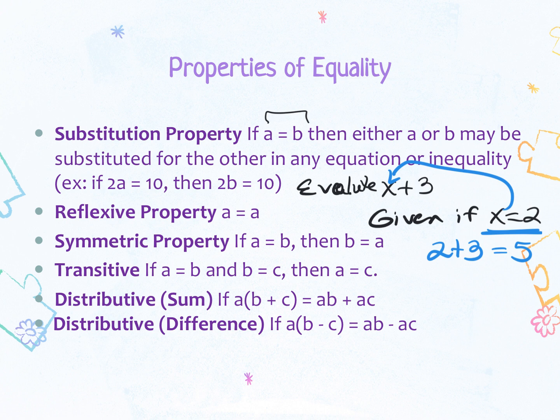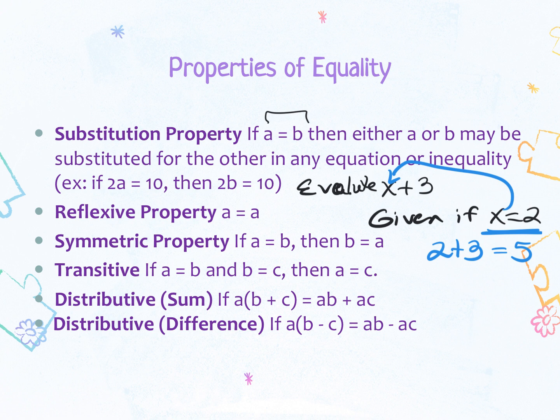So what you're doing is replacing something with something else that you know is equivalent to. The next property is called the reflexive property. I think of this as like a reflection. So when you look in a mirror, you see yourself. Here, reflexive property is just the same thing equals the same thing.